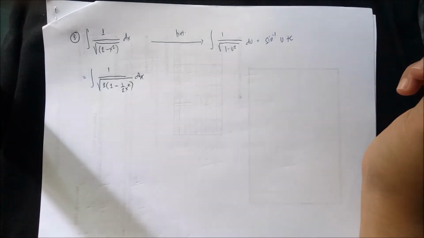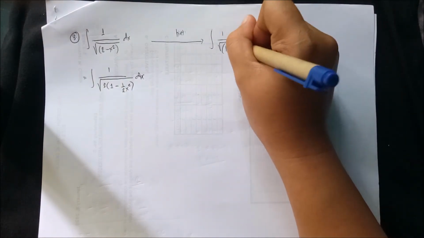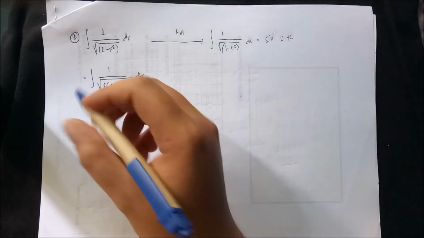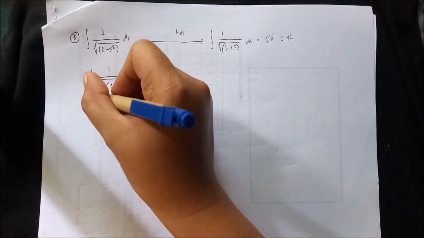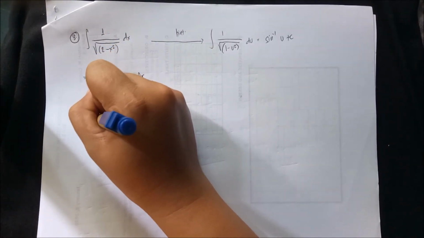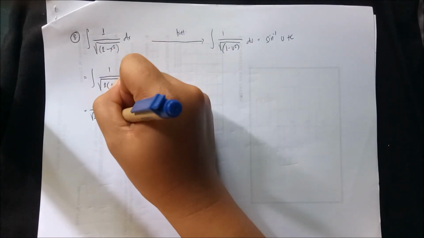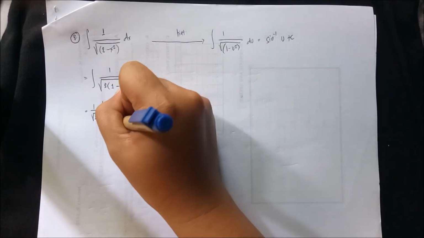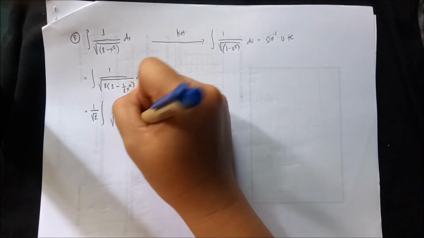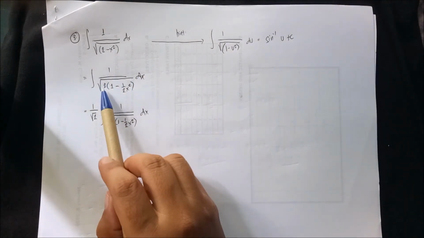So, next is, class, kailangan walang 2. So, ilalabas natin si 2. Paano natin siya ilalabas? So, I could just simply write here 1 over square root of 2, the integral ni 1 over square root of 1 minus 1 half x square dx.